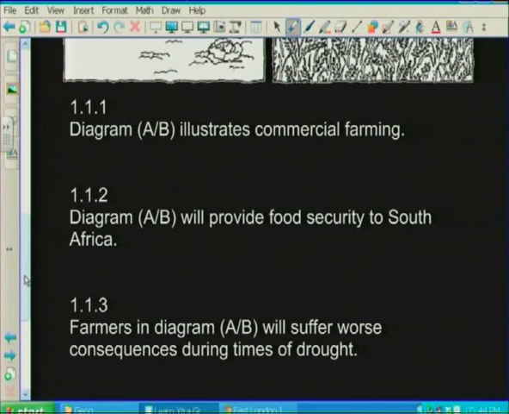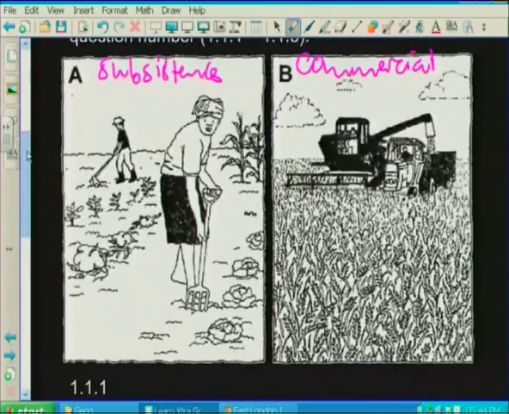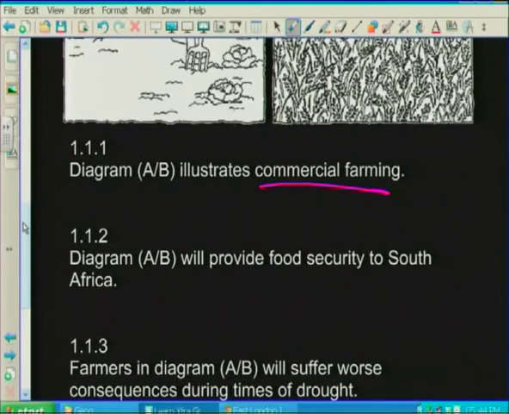Right, so diagram A or B illustrates commercial farming. For this question, you're going to say it is diagram B. Remember, we want to make each statement a true statement. So the answer for 1.1.1 is B. Now, on your answer book, make sure that you write the number 1.1.1 and then just the letter B as your answer.